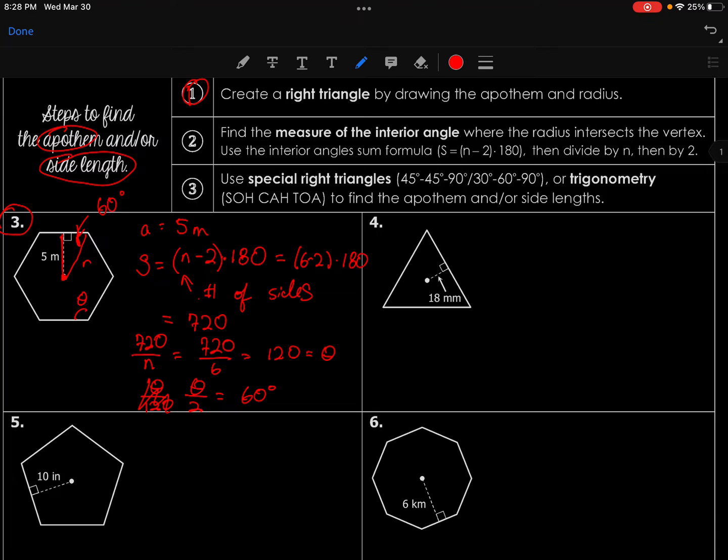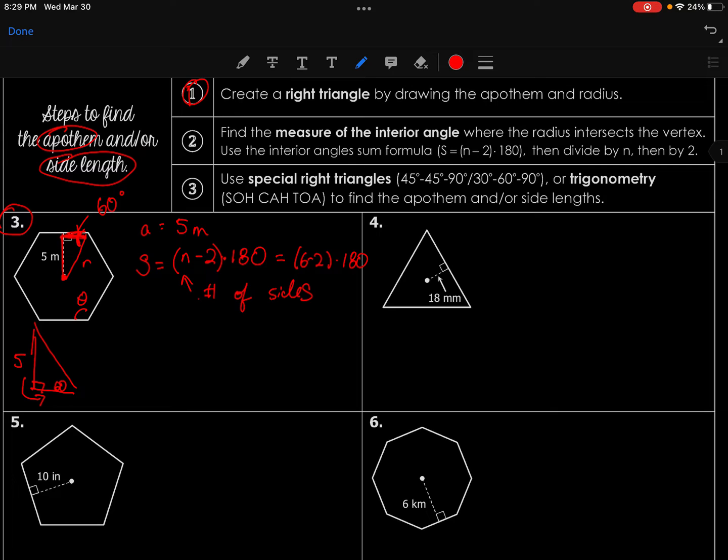Okay, now we use trigonometry or special right triangles to find the apothem and/or side lengths. I'm going to erase this part. I hope you guys can go back and rewind to watch this part, but I need the space. So now we have a right triangle. Draw it out. Right triangle where this is 60, this is 5, and we need to find this right here, the base, because that will give you half of a side of a polygon.